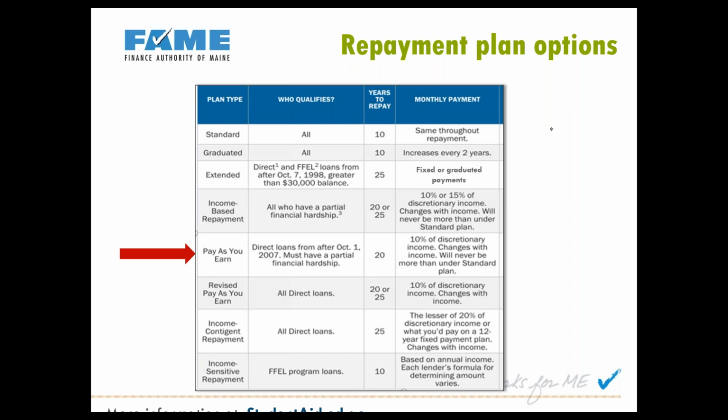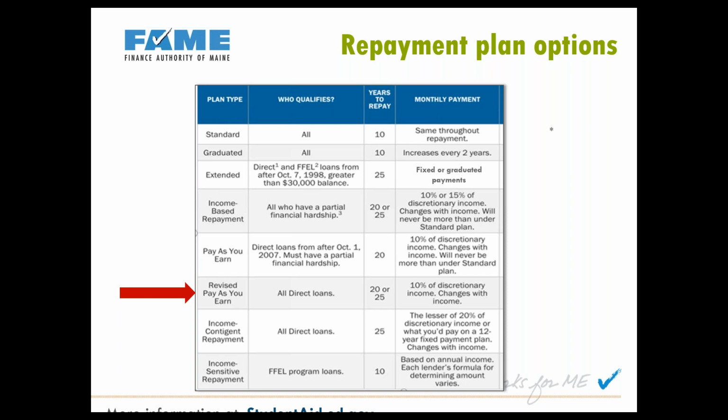Okay, so then there's the pay-as-you-earn repayment plan. This is very similar to income-based repayment, but it's for those that borrowed in the direct loan program. Remember I said the name of that loan is going to count. If you took out a direct loan after October 1st, 2007, the borrower must be in a financial hardship situation. Monthly payments would be 10% of your discretionary income. And it's never going to be more than if you were in the standard repayment plan. So this is going to be a cheaper option. You have up to 20 years to repay this loan.